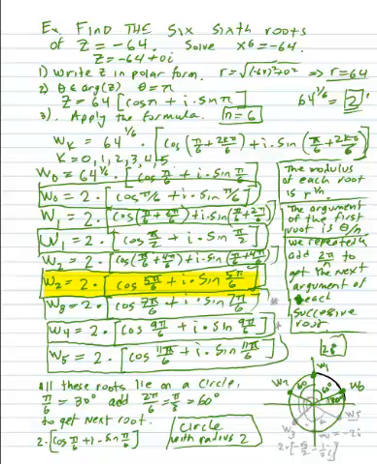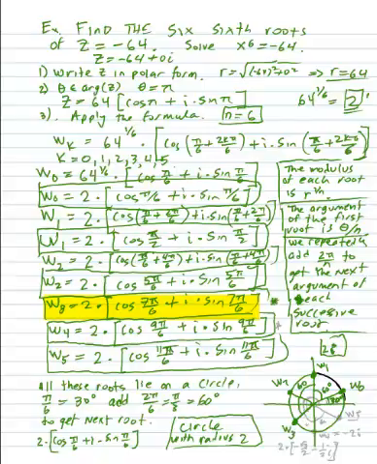W sub 2, remember, was 2 times the cosine of 5 pi over 6 plus i times the sine of 5 pi over 6. Well, the cosine of 5 pi over 6 is negative square root of 3 over 2, and the sine of 5 pi over 6 is positive 1/2. Then adding another 60 degrees takes you down into the third quadrant. There's the location of w sub 3.